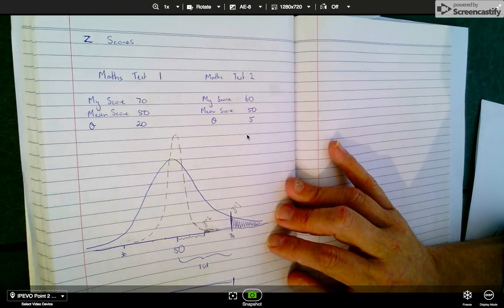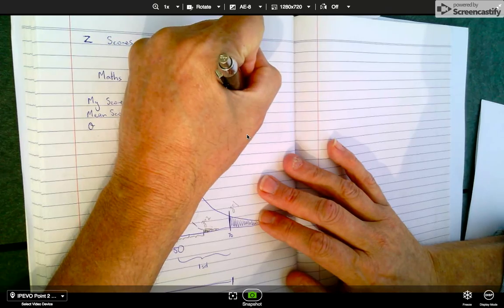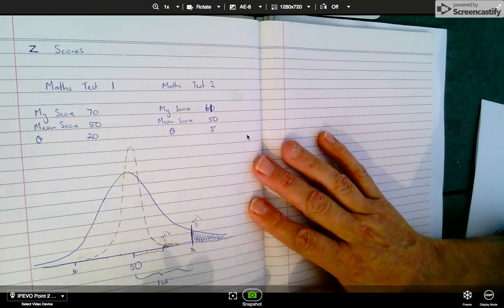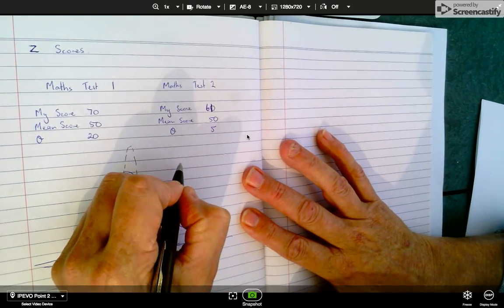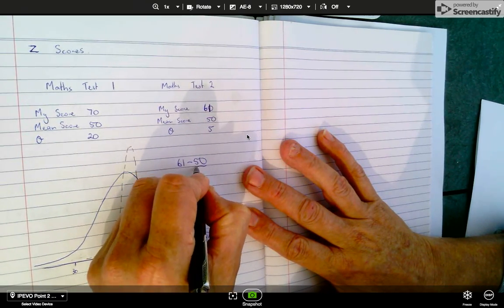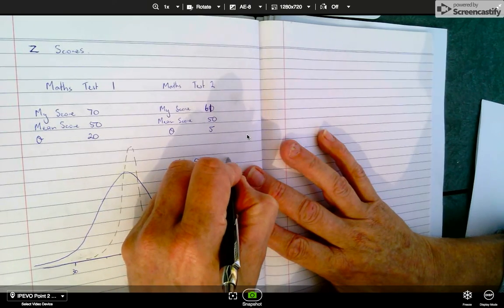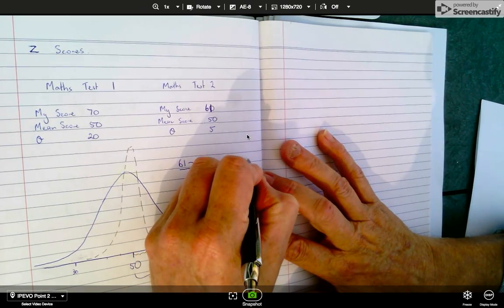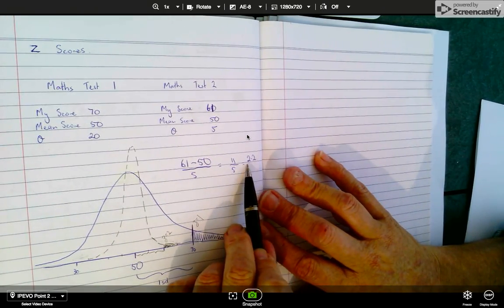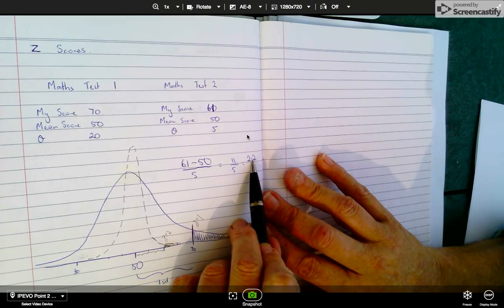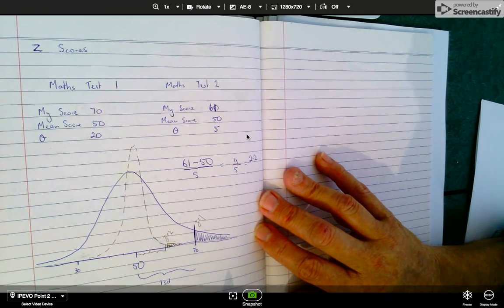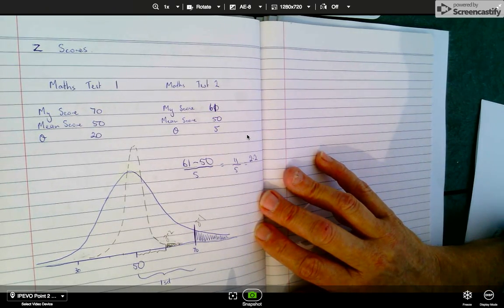If in this second test, I suddenly went back and found out I actually got 61 instead of 60, how would I find my Z-score? My Z-score would be my score again, 61, minus the mean of 50, divided by the standard deviation. So 11 divided by 5, which is 2.2. So the 1 extra mark moves me to 2.2 as a Z-score, and that way I can compare my different performances in the 2 tests.